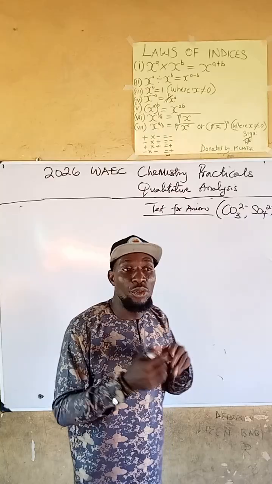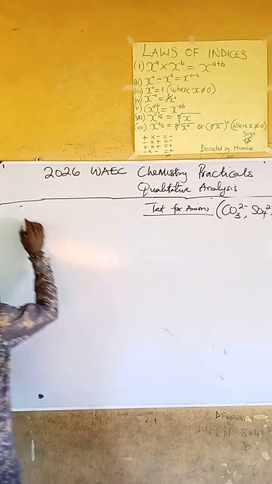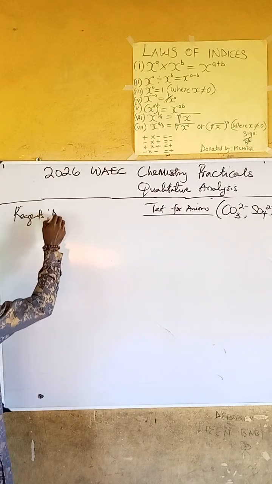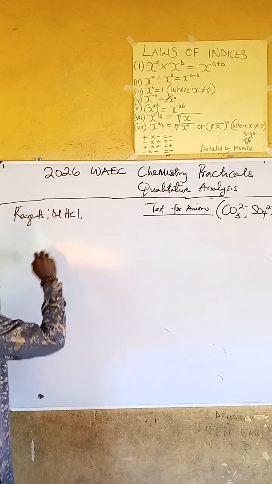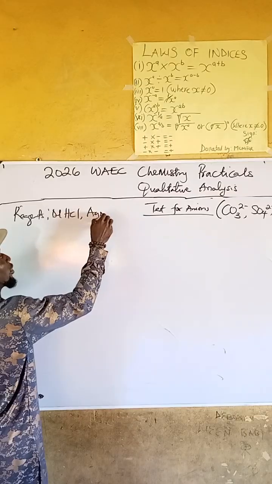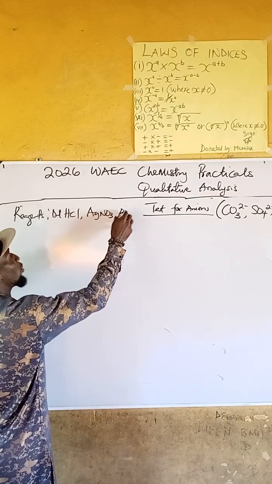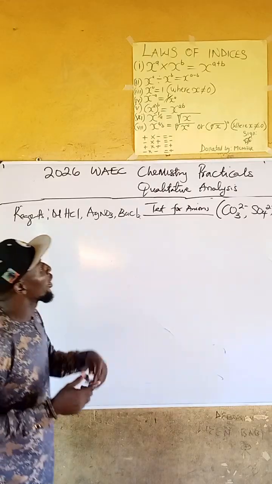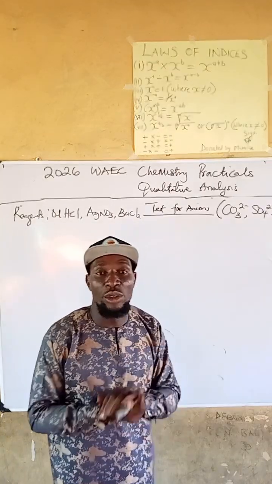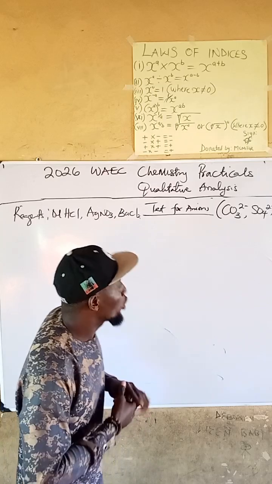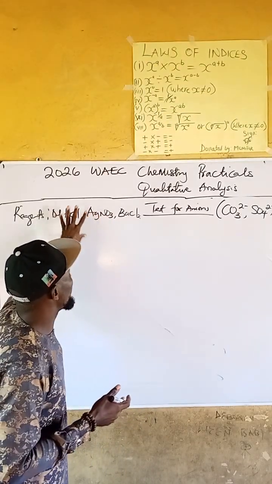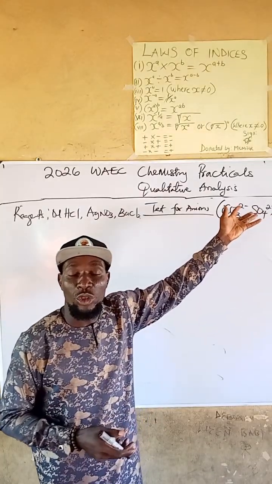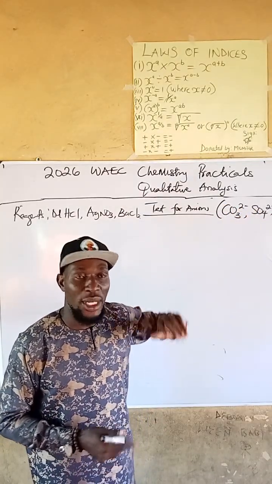Now we are given certain reagents. The reagents we are provided with include dilute HCl. We are given silver nitrate. We are given barium chloride. These are the reagents provided. Even dilute nitric acid we are provided. So we are going to use these reagents. Based on the reagents provided, we will tell you what to expect, what to observe when you're doing that practical.